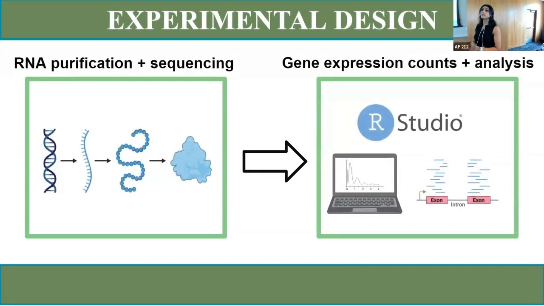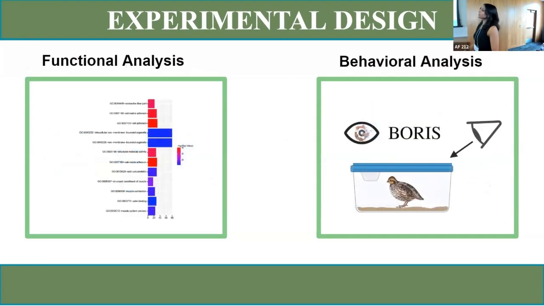The purified RNA was sent for sequencing, from which we obtained a gene counts file in order to do a gene expression analysis, which was done using a bioinformatics pipeline on RStudio. Next, we did a functional analysis, which I will get into a little bit later in our presentation. Finally, a behavior analysis was done in order to quantify the different types of sickness behaviors. This was done using a software called BORIS, with which we were able to quantify the occurrences of eating or drinking behaviors and standing duration.